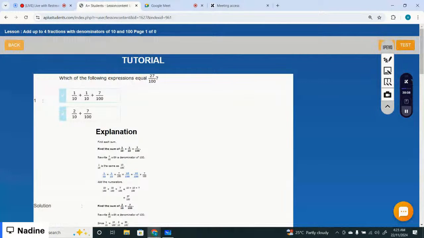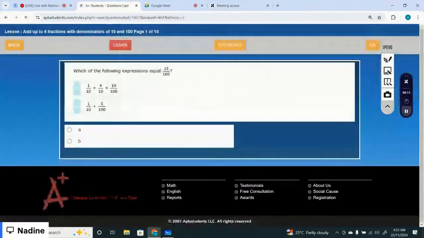I'm going to start with the test questions because the examples are already solved. You can have a look at them later today, right? So that we can do more practice questions.